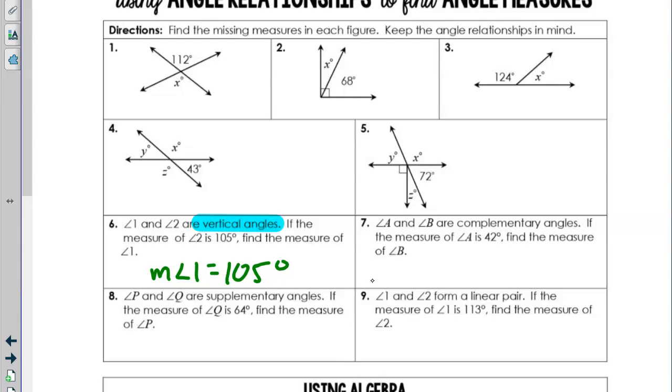M angle 1. Measure of angle 1. We talked about notation a couple days ago. So little m means measure. Measure of angle 1 equals 105 degrees.